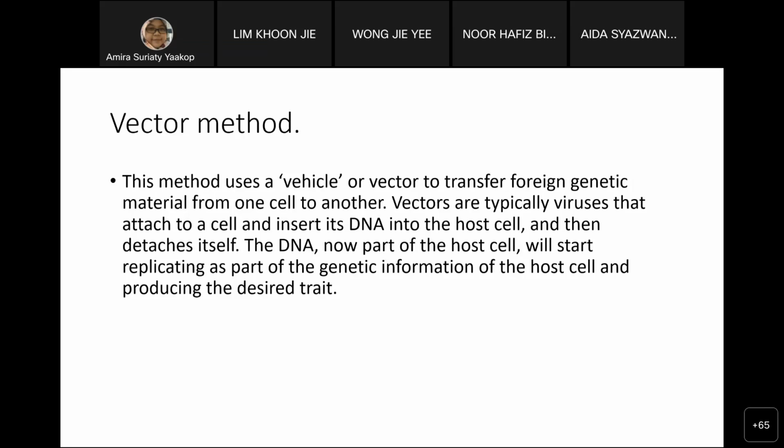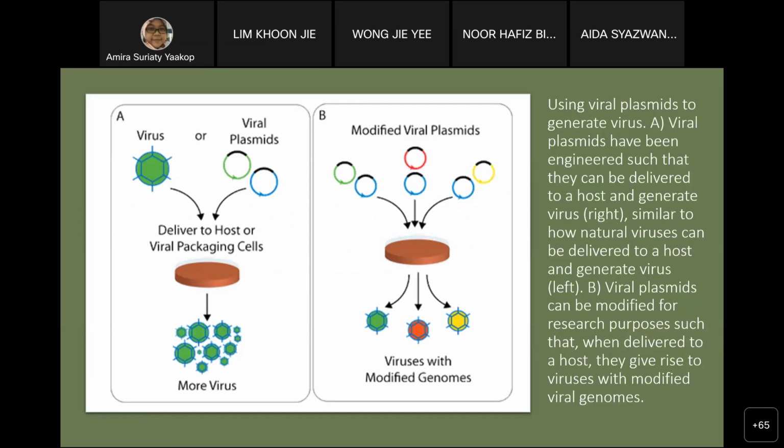So this vector method is usually applied to higher organisms like plants and also yeast or even cyanobacteria or microalgae, those kinds of organisms. So this is an example of how the vector method is used. Using a viral plasmid to generate a virus, you have a viral plasmid, then you deliver it to the host or to viral packaging so that the virus can carry the inserted gene that you like.